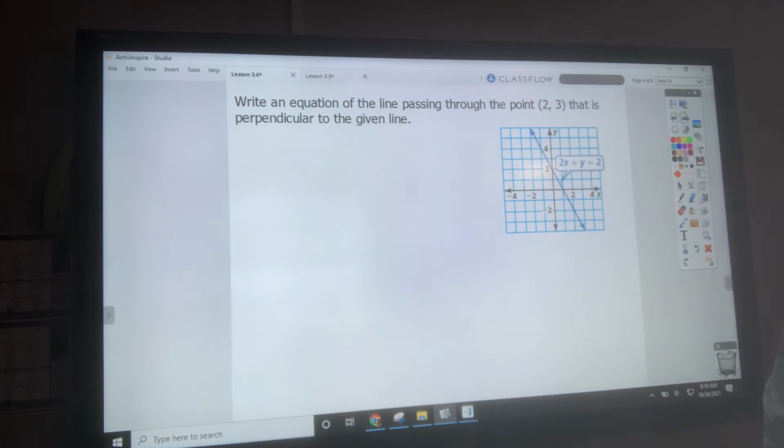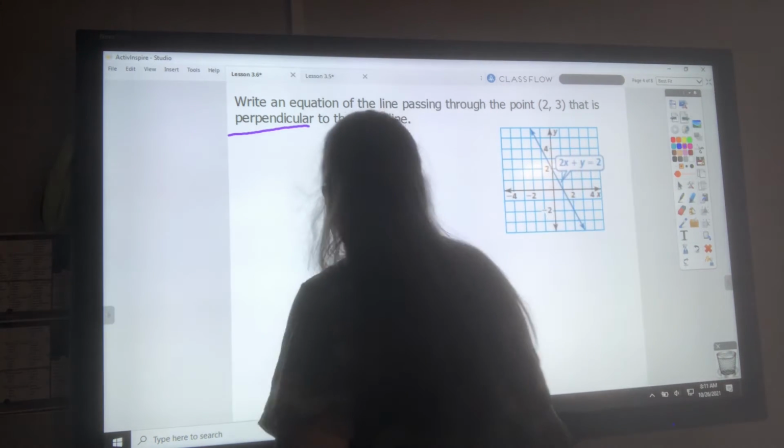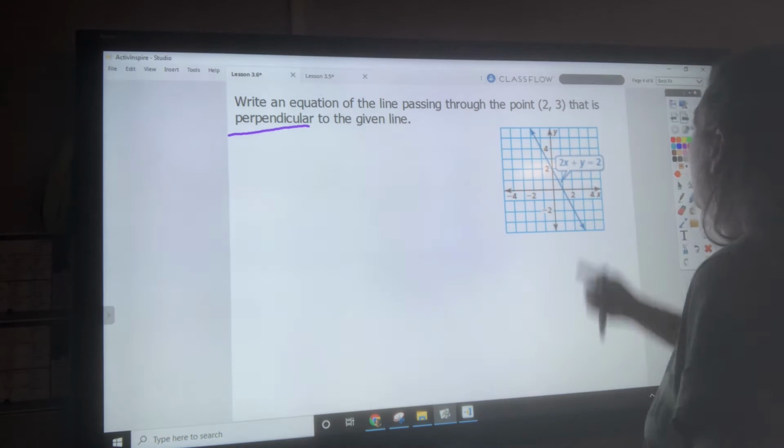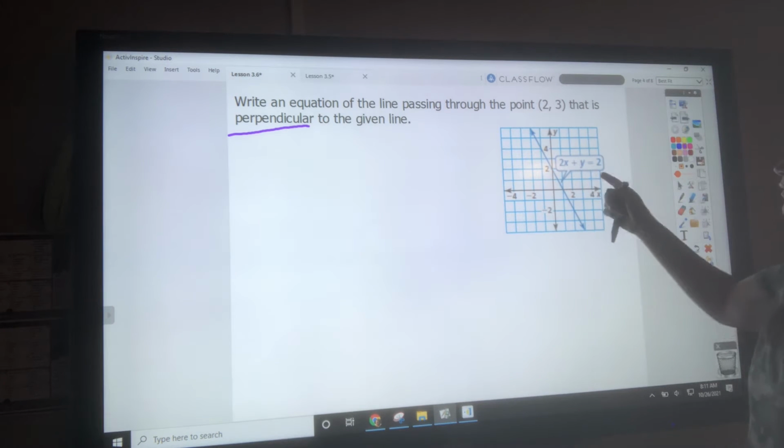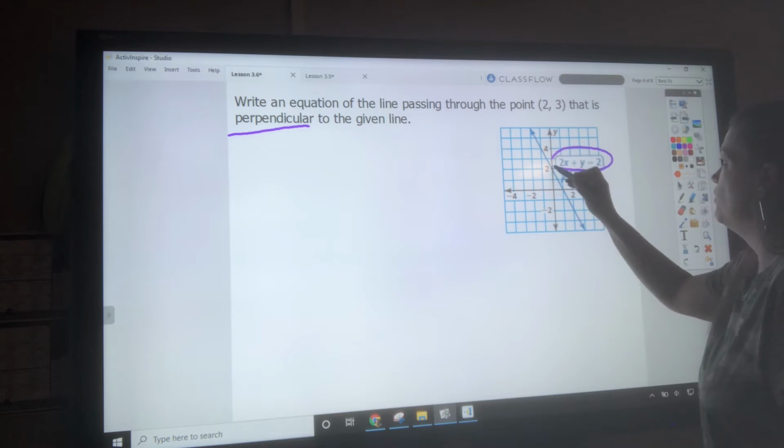Write an equation of a line passing through the point (2, 3) that's perpendicular to the given line. Perpendicular this time, so my slope is not the same. And look at how my equation's written. My equation is not written in slope-intercept form. How do I change this to slope-intercept form?